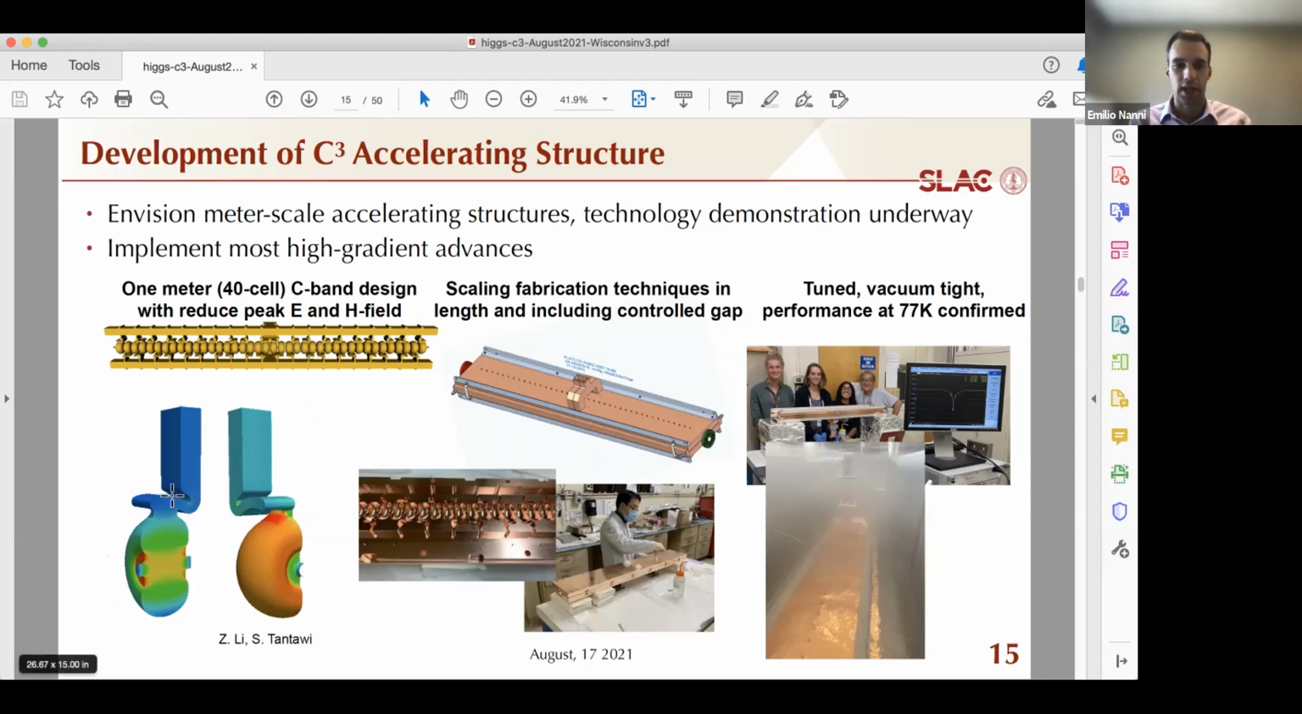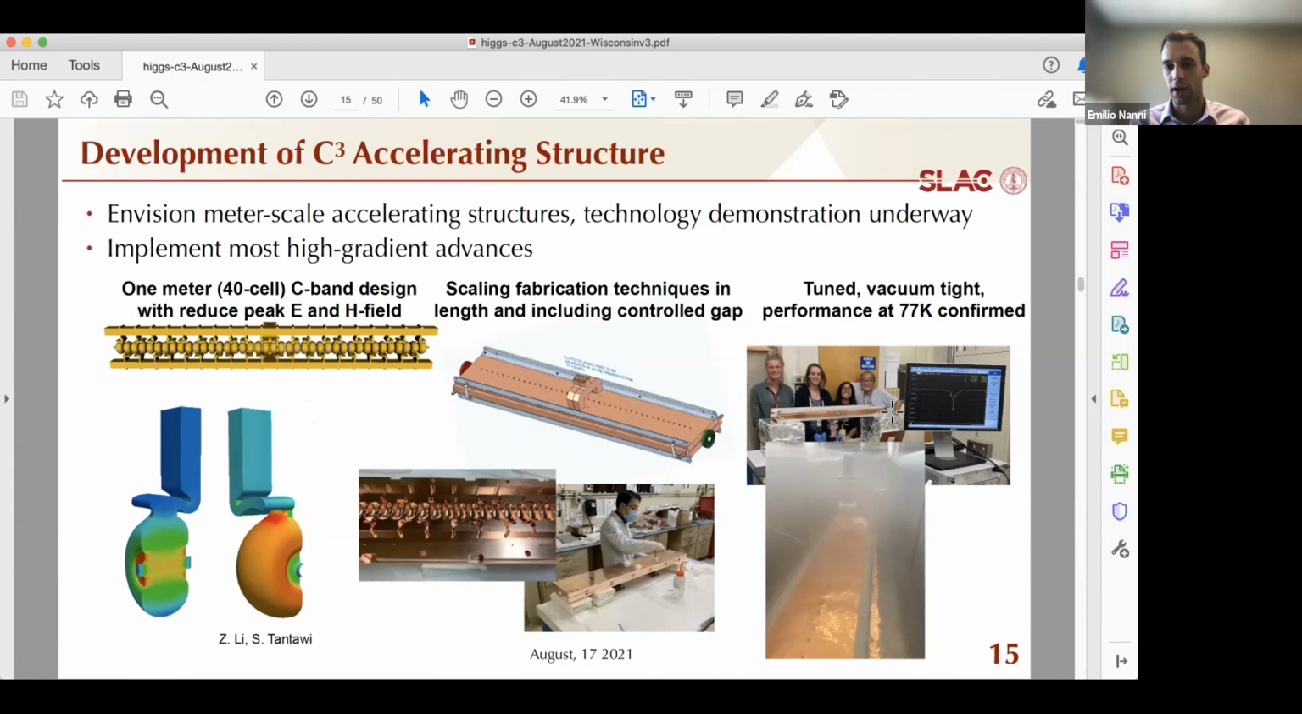You're seeing here the actual cell geometry that we're utilizing. It has both a very low peak surface electric field as well as low peak surface magnetic field. We have those manifolds that I mentioned earlier that are distributing the RF power, powering all of the cavities. We only have one feed per meter, so keeping those part counts low. And you're seeing the actual structure as it's being fabricated here.